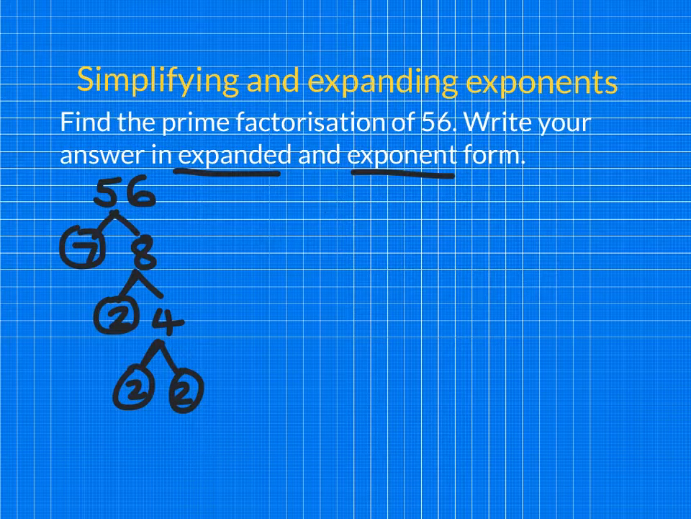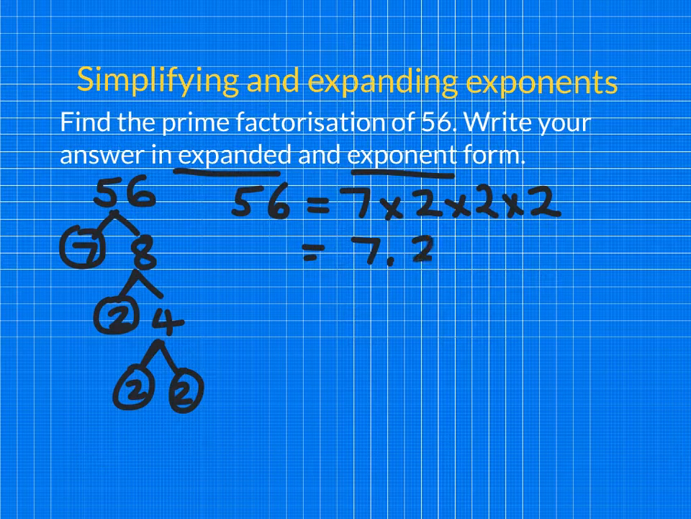So there are several ways that we can actually write our answer. We can say that 56 is equal to 7 times 2 times 2 times 2. We could also write that as 7 · 2 · 2 · 2. That dot also means a times. Or, to tidy up things further, we can say it's 7 times 2 to the power of 3.